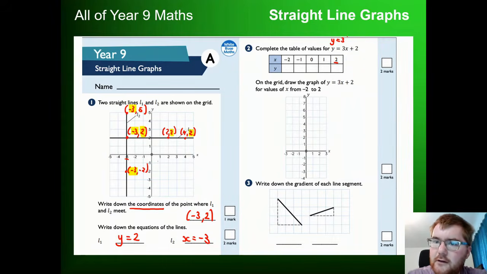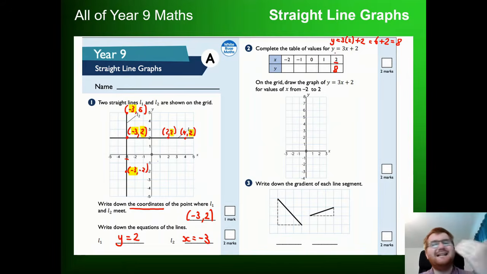So 3 lots of 2 plus 2. And at this stage, we can just work this out using BIDMAS. So we do the multiplying first. 3 times 2 is equal to 6. 6 plus 2 is equal to 8. So 8 will go in here.